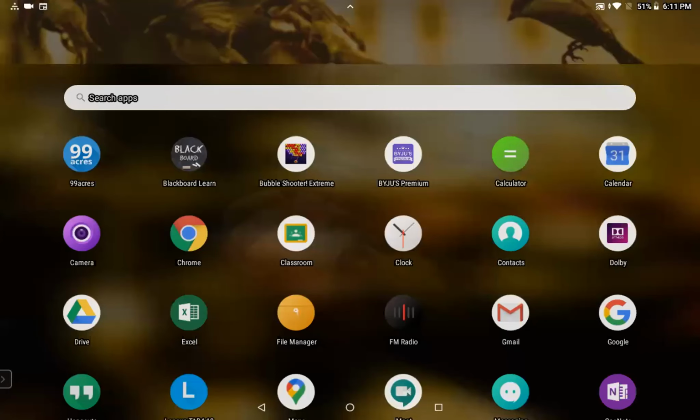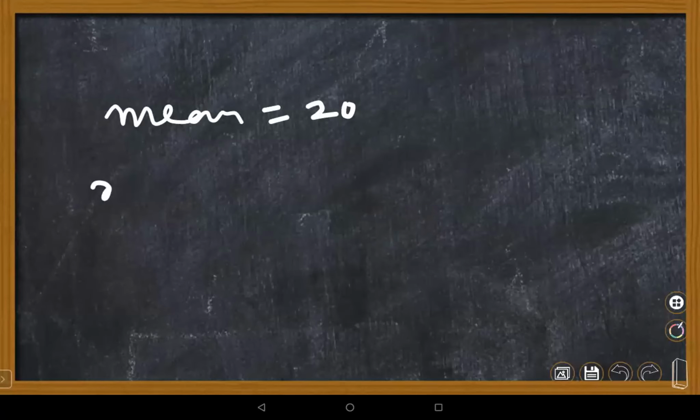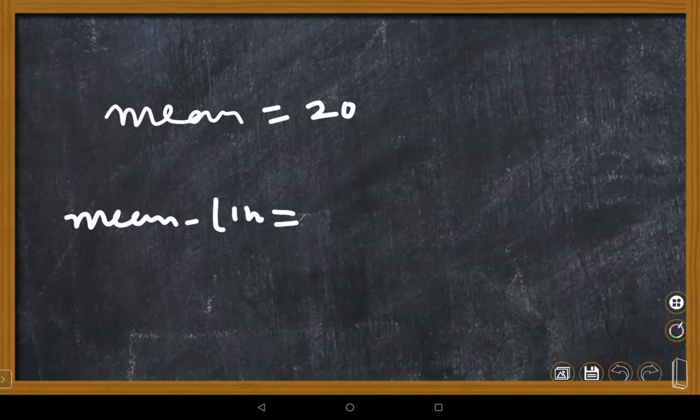Yeah, Raghav, please tell the question. Yes, ma'am. The mean of 5 numbers is 20. Mean equal to 20, right? If one number is excluded, the mean of the remaining numbers becomes 23. Excluded means removed, right? Yes, ma'am. Mean is 23. Okay. Then the excluded number we have to find out.